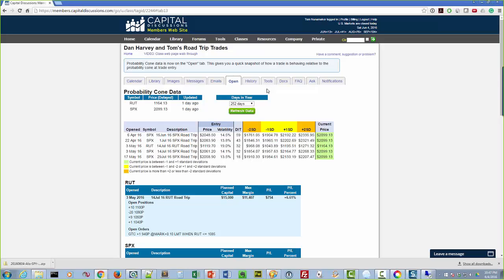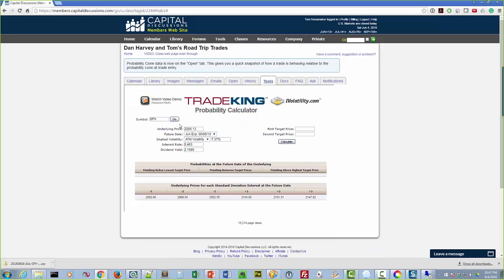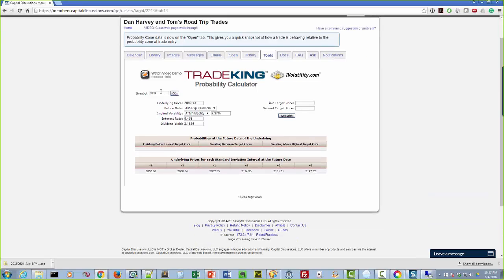Well, happy to help. And just another thing, I did add this Tools tab, and right now I've got a Trade King probability calculator on it. It's just iframed in, but I think I've got SPX. You can use other symbols actually if you wanted to, like RUT or Apple or whatever. And it'll actually pull in the underlying price and these volatilities.